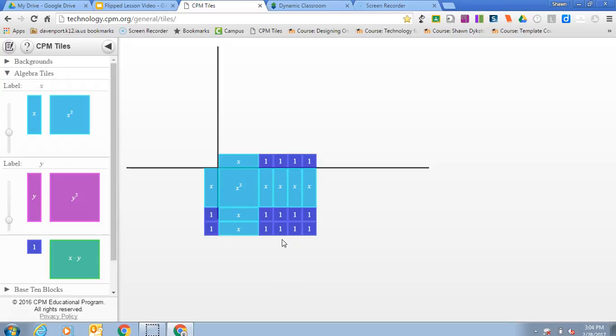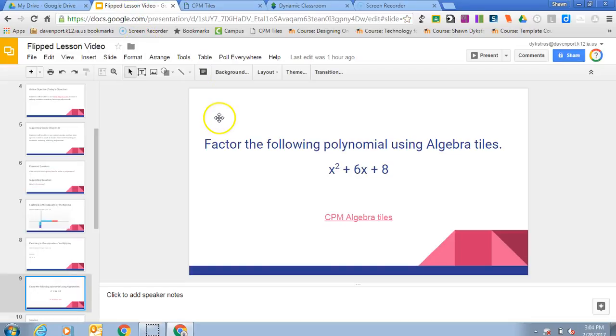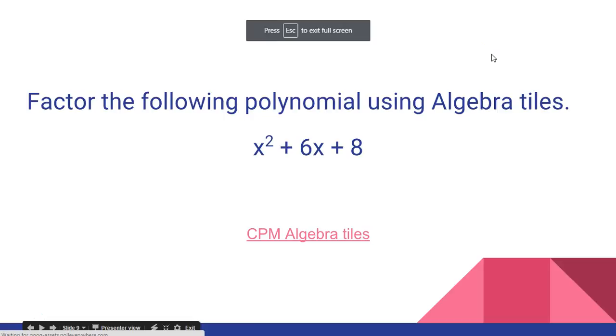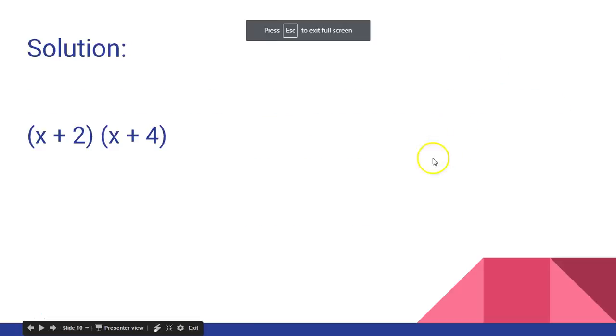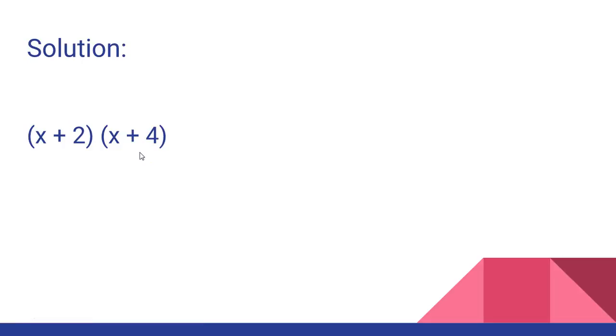Now all we have to do is name them. X plus 4 units would be x plus 4. X plus 2 units would be x plus 2. Jumping back to our presentation, the solution to x squared plus 6x plus 8 is x plus 2 times the quantity x plus 4.